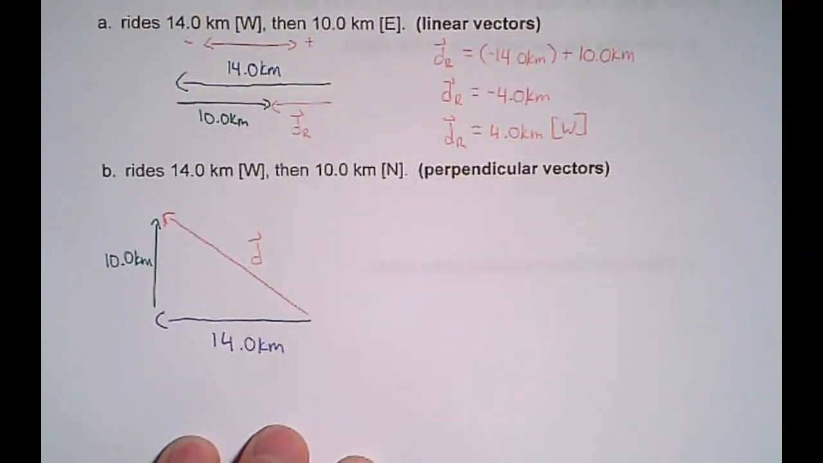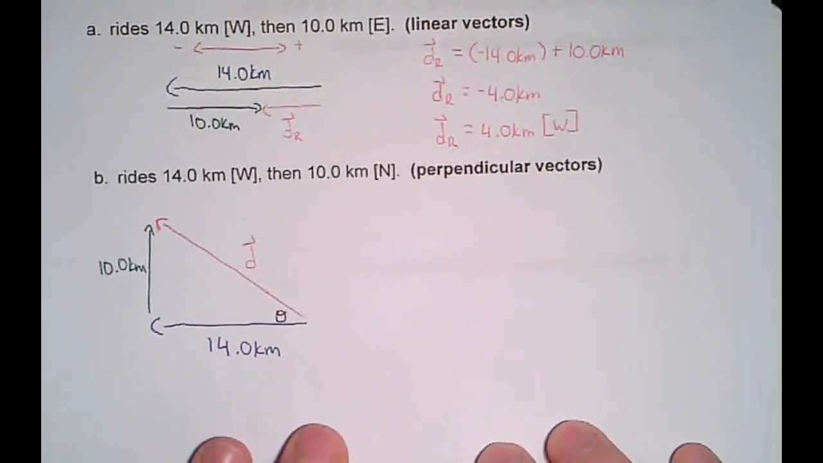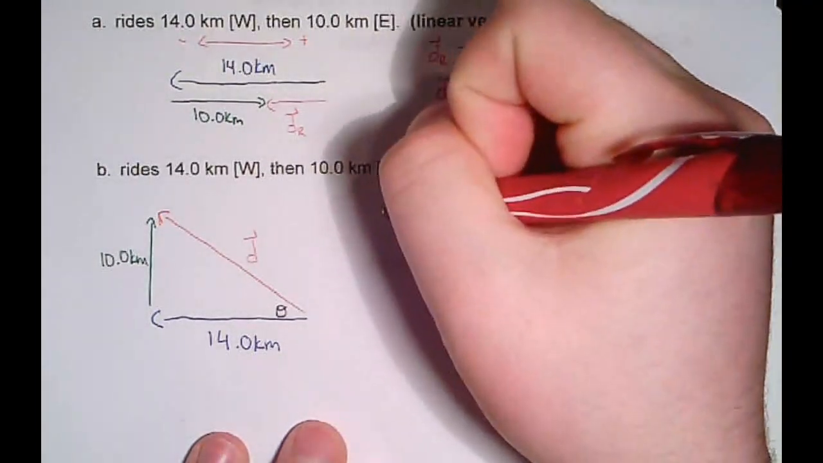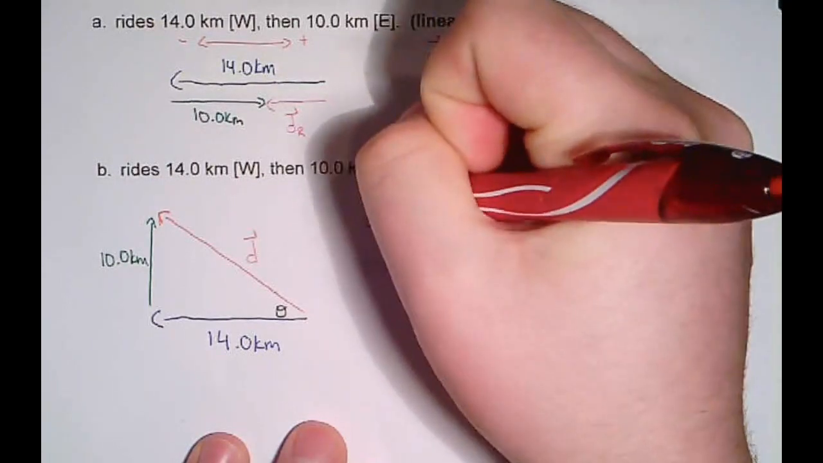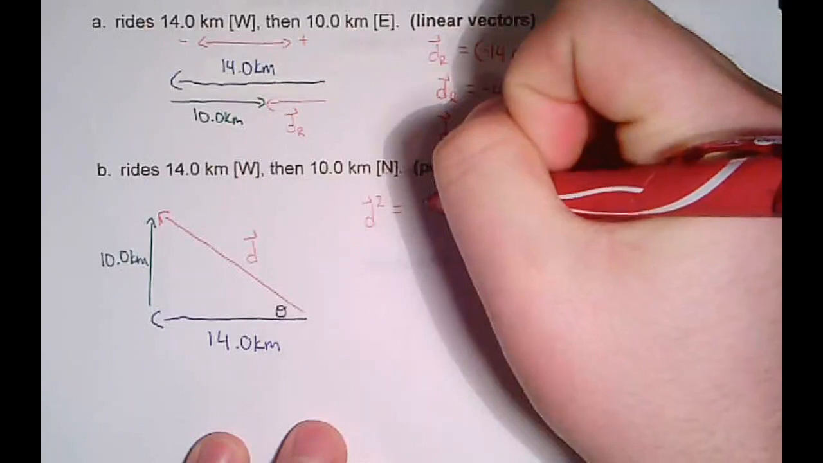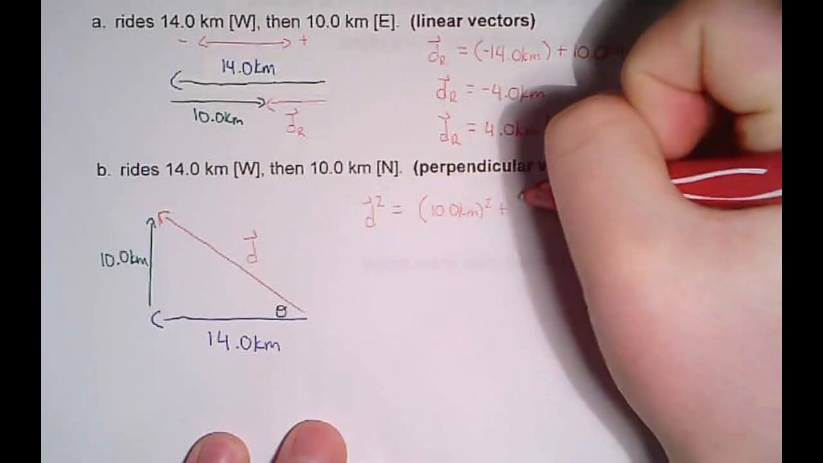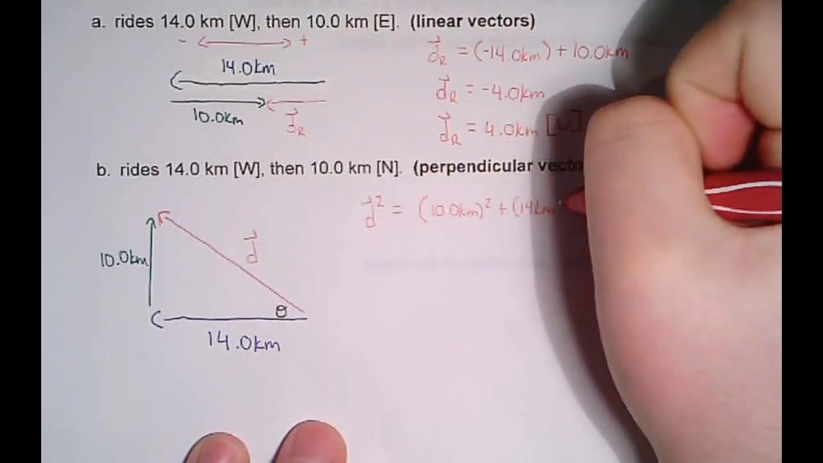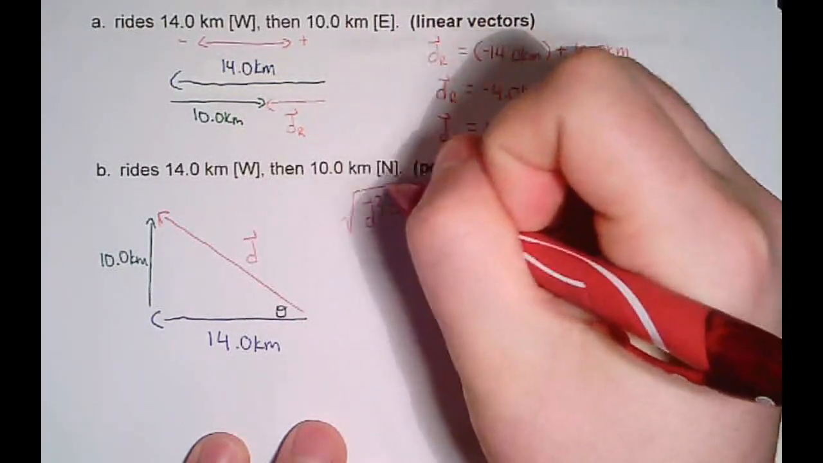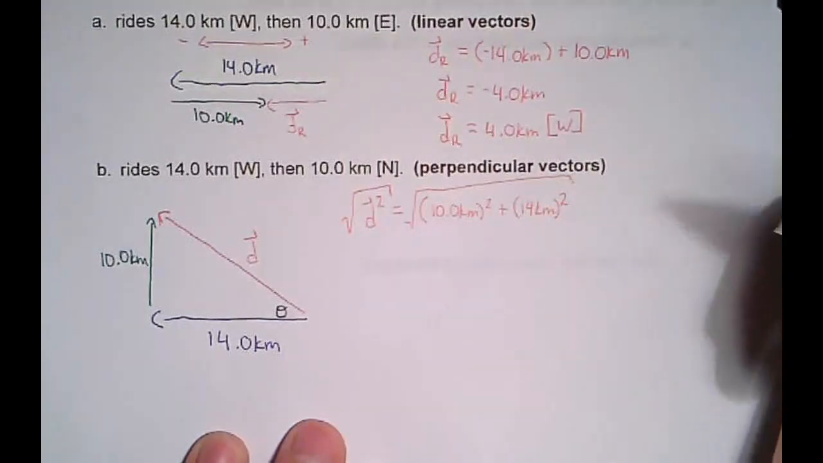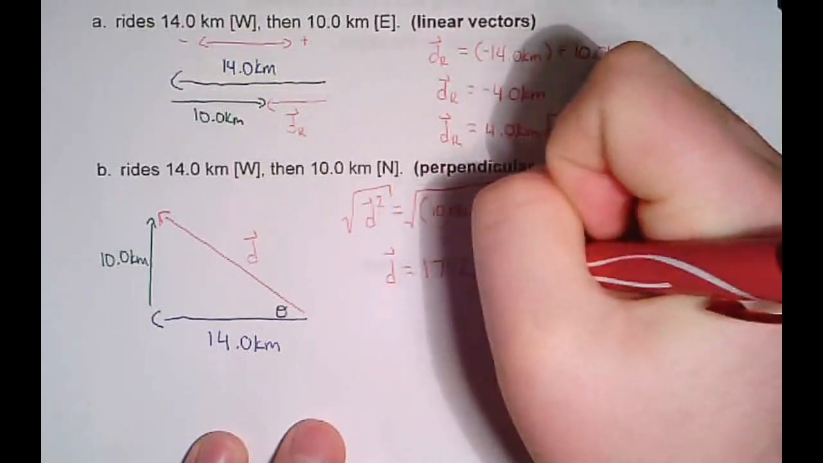Not only do we have our displacement, we're going to need to find his direction, the angle at which he heads. So looking at his displacement first, this is just Pythagorean's theorem. a squared plus b squared equals c squared. So we have d squared is equal to 10.0 kilometers squared plus 14 kilometers squared. We take the square root of both sides, and when we solve that, his displacement is 17.2 kilometers.